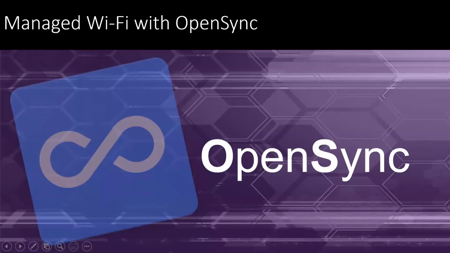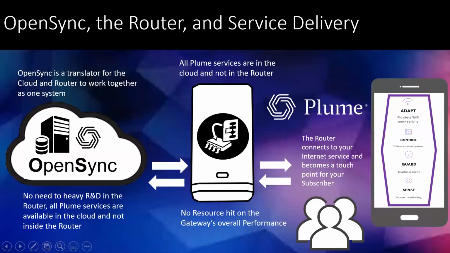And finally, we'll do a brief overview of Plume and OpenSync. So we've embedded the Plume agent into our firmware so that once it's applied to our gateway, it automatically connects to the cloud. And since all Plume services are on the cloud, it doesn't impact the overall performance of our gateway. So it can perform optimally wireless, wired, throughput-wise, everything.